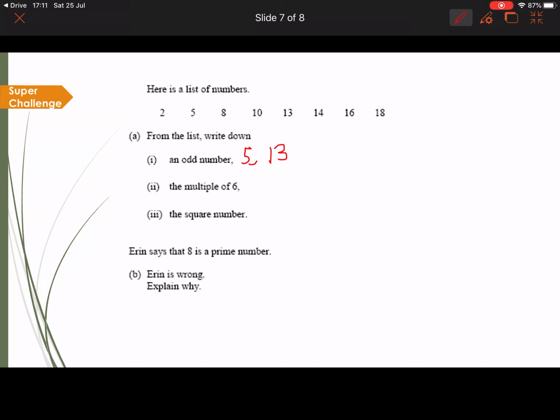You're then asked to write a multiple of 6. So counting up in multiples of 6, we have 6, which is not in the list, 12, which is not in the list, 18, which is in the list, and it doesn't go any higher than that.